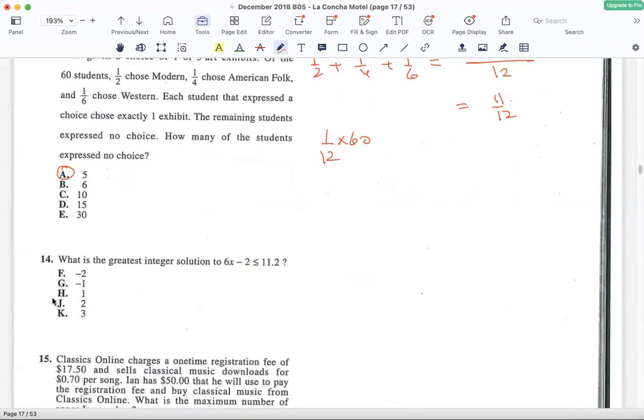What is the greatest integer solution to 6x minus 2 is less than or equal to 11.2? So 6x is less than or equal to 13.2. So x is less than or equal to 13.2 by 6, which is 2.2. So the greatest integer solution would be 2.